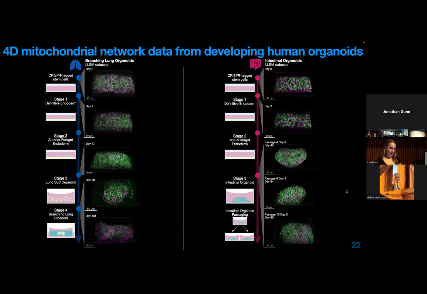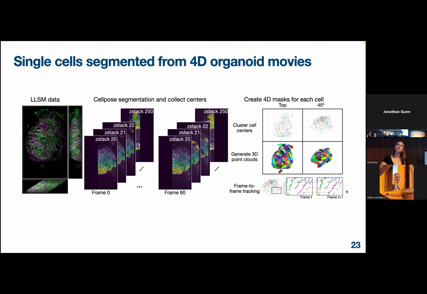I mentioned that we want to extract single cells out of these organoids. To do that, we developed a new pipeline where we start with our lattice data here. So here's top and side views. And then we use CellPose to go through each Z-stack and segment each of the cells. We also do that from 0 to 60 because our full movie is 60 time points.